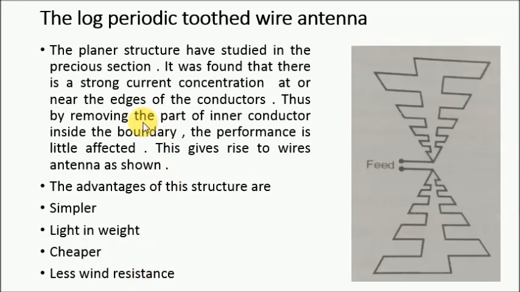Log periodic toothed wire antenna. The planar structures were studied in the previous section. It was found there is a strong current concentration at or near the edges of the conductors. Thus, by removing the part of the inner conductor inside the boundaries, the performance is little affected. This gives rise to the wire antenna as shown in this figure. The advantages of these structures are that it is very simple, lightweight, cheaper and has less wind resistance.